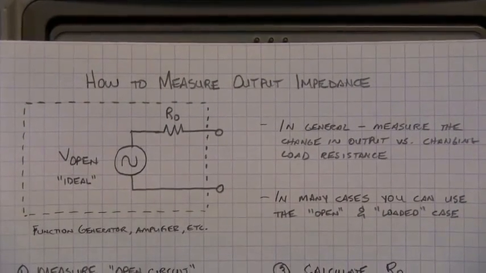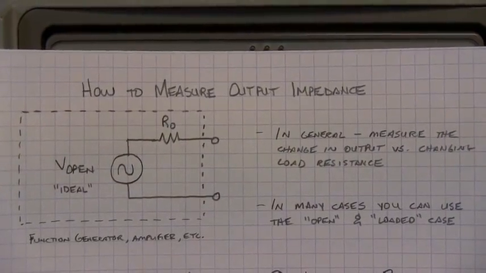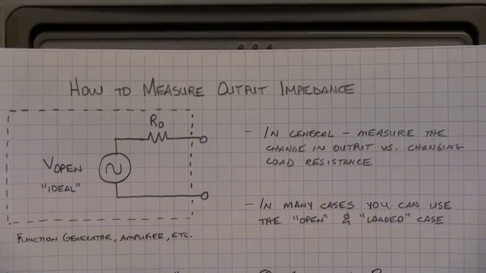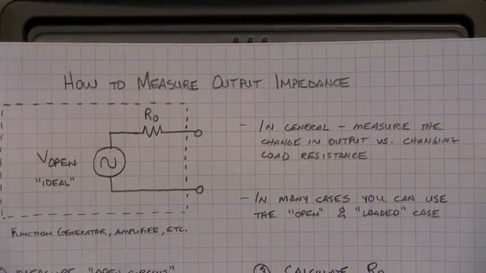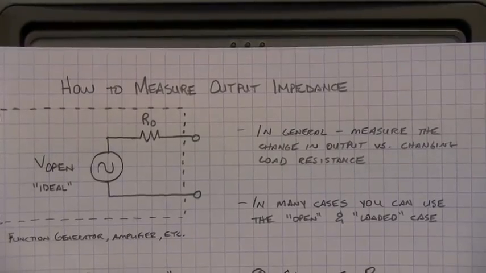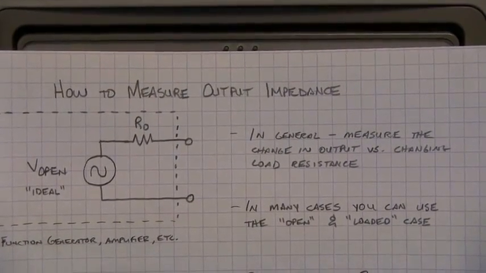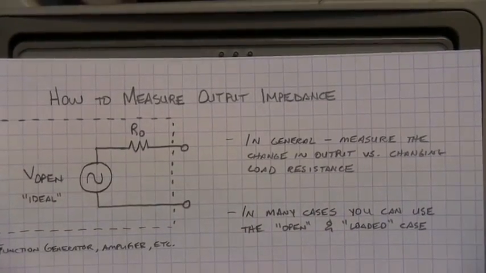And this might be buried inside or part of a function generator or signal generator, or maybe some other kind of circuit or amplifier or something like that. And really all we need to do is measure how the output voltage changes as a function of the load applied. And from there we can derive what the output impedance is.